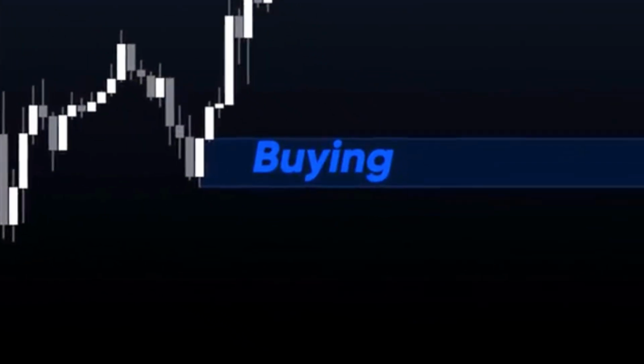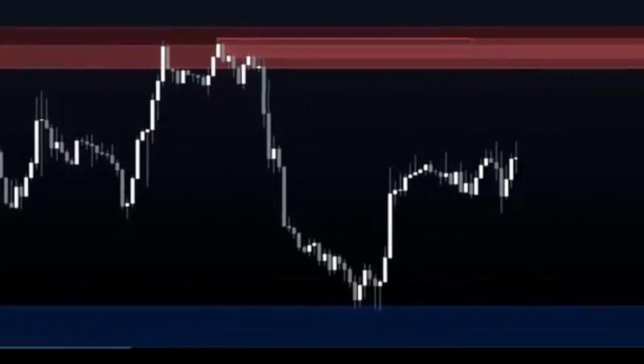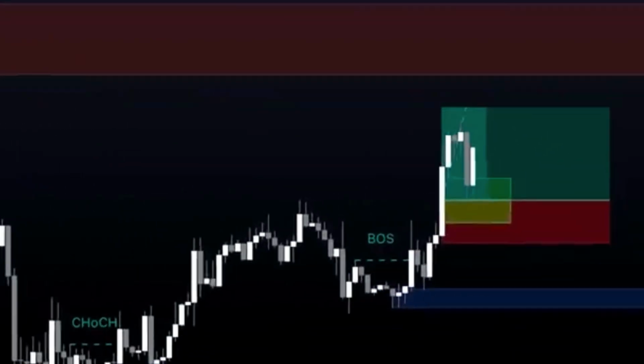Which also brings us to the next major part of this indicator: order blocks and fair value gaps. Order blocks are areas in the market where there is significant buying and selling activity. And when the price returns to these levels, there's often a strong reaction. The indicator will show you bullish order blocks in blue and bearish in red, and you can use these areas to take profit or exit your trades.